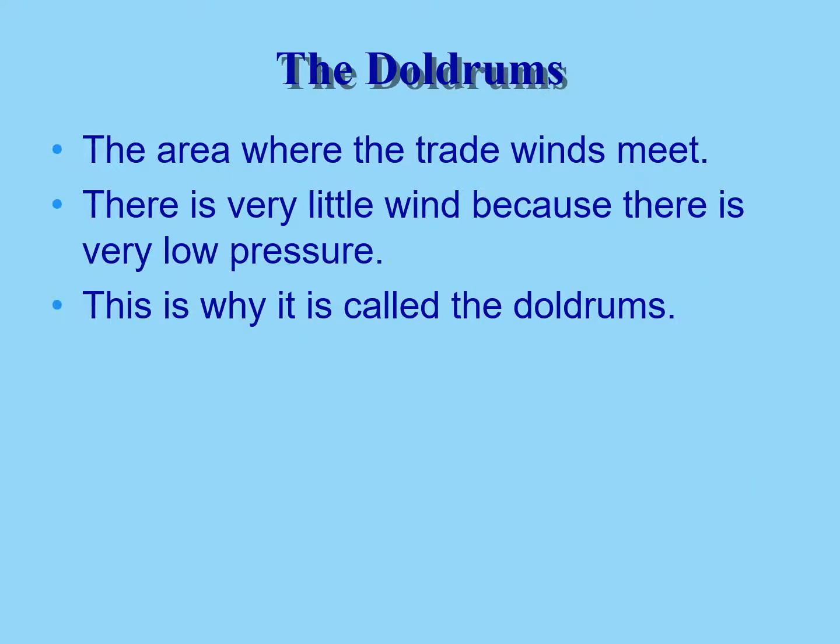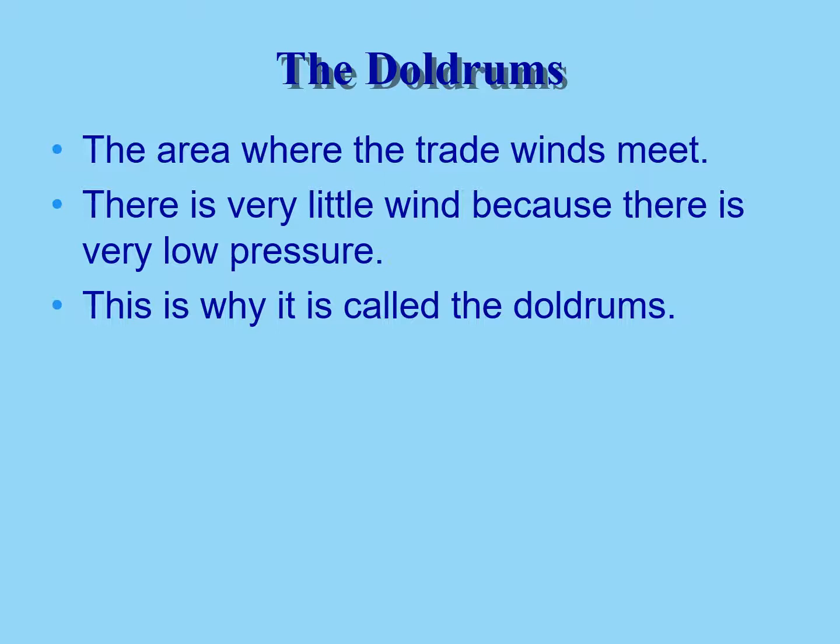Then there are areas called the doldrums. Now remember we said the trade winds come almost to the equator. And so the doldrums is at the equator. This is the area where your trade winds meet. There's very little wind there because it's just very low pressure.